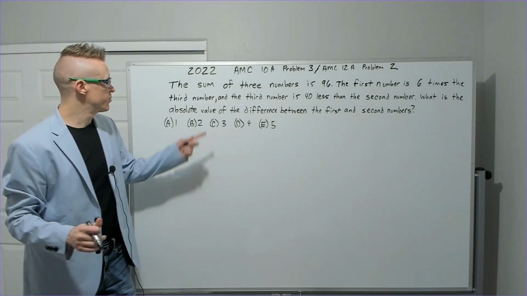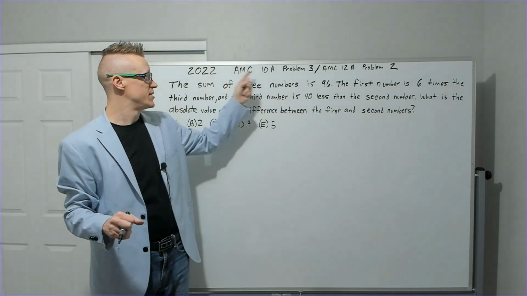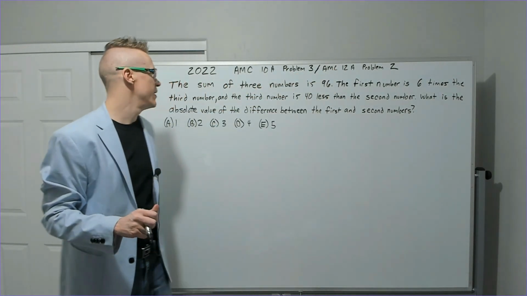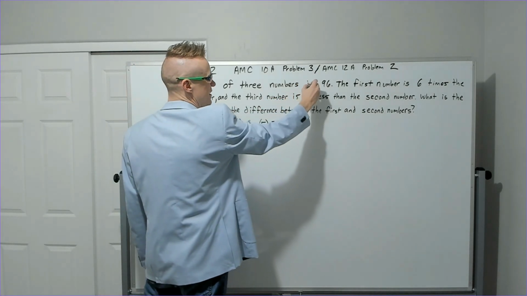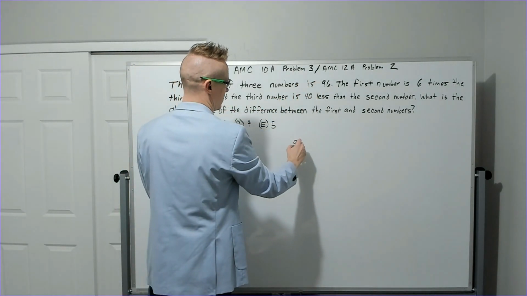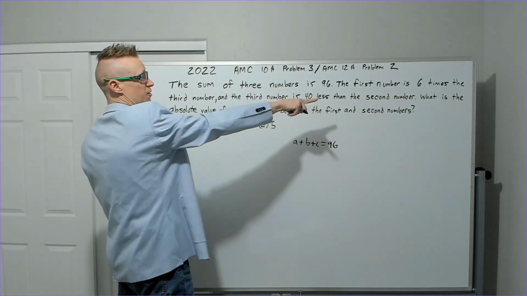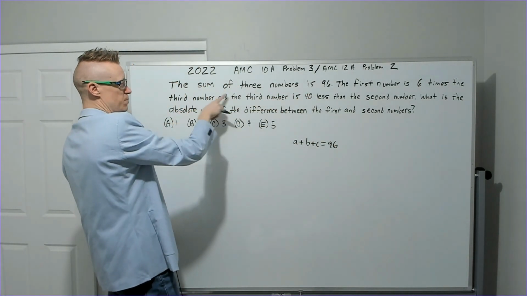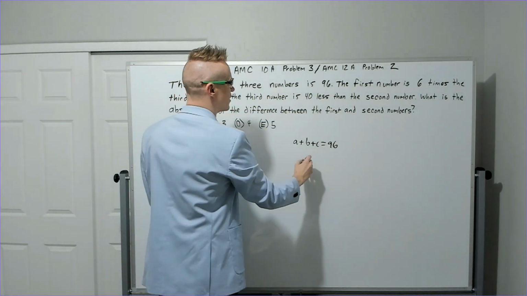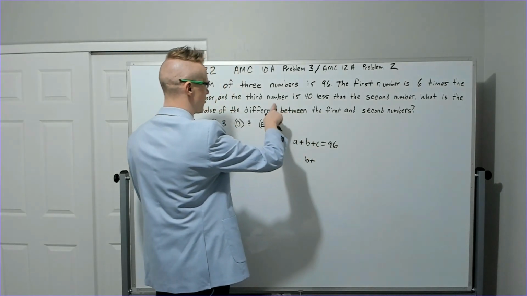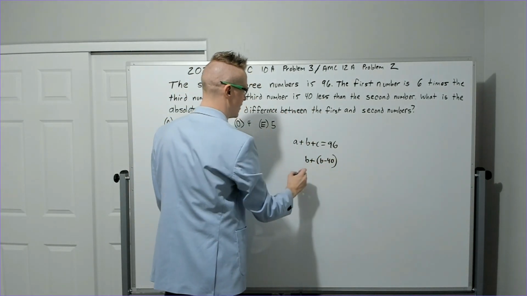And that will bring us to the AMC 10A problem 3 from 2022, also the 12A problem 2. The sum of 3 numbers is 96. So we could say something like A plus B plus C is 96. The third number is 40 less than the second, so it'll be B minus 40.